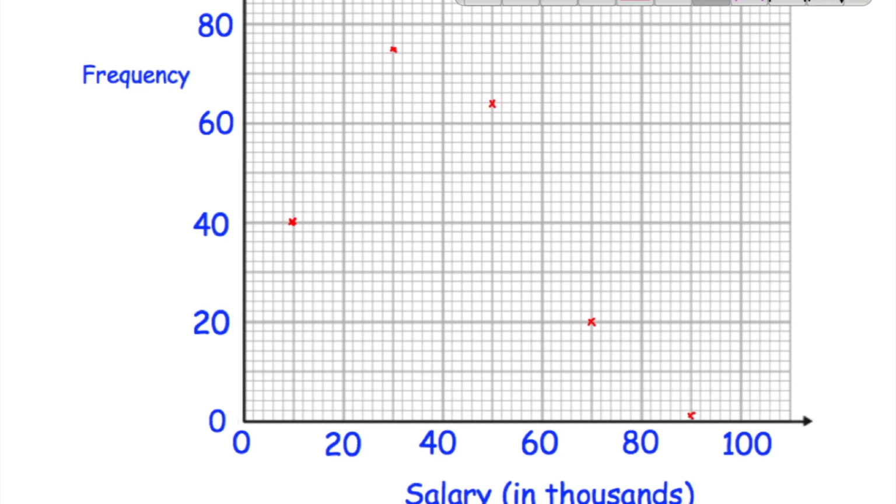And then we're going to get a ruler and pencil. We're going to join those up. So we're going to go from here to here, from here to here, from there to there, and finally from there to there. And that's it. We've drawn our frequency polygon.